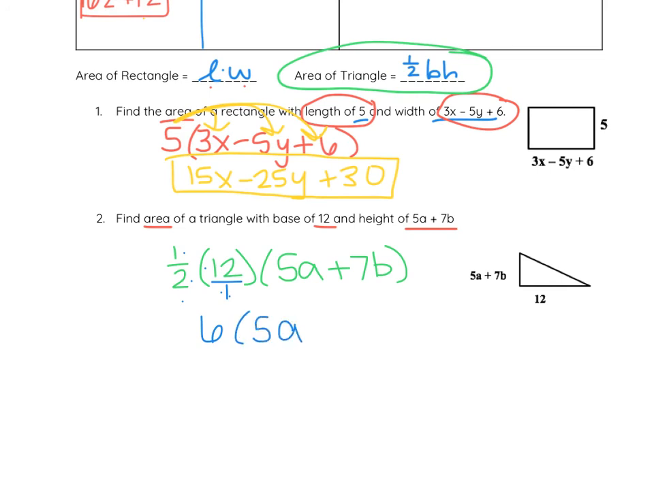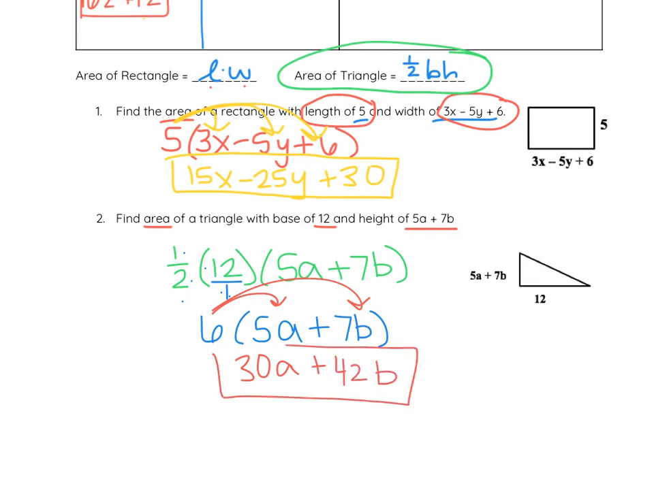So I'm going to bring down this 5a plus 7b. And now I'm going to use the distributive property. So 6 times 5a gives me 30a. 6 times 7b gives me 42b. Because the variables are different, I cannot combine those like terms, and that is my final answer.